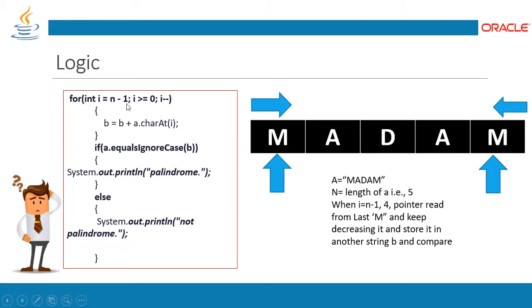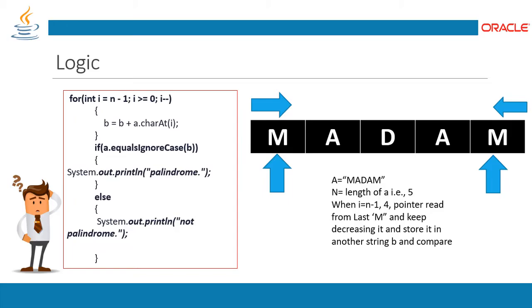The for loop starts with integer i equals n minus 1, that is 5 minus 1, 4, and this will decrease as the pointer reads the last M and goes to the front M. So the position of the character pointer is decreasing, and we keep a backup in another string called B. So B equals B plus A dot charAt(i). Whatever the character at that position in the string, it will simply accumulate in the B string. In the end, A equals ignore case B; since we are not making it case sensitive, we compare it with ignore case and see if it is a palindrome or not.